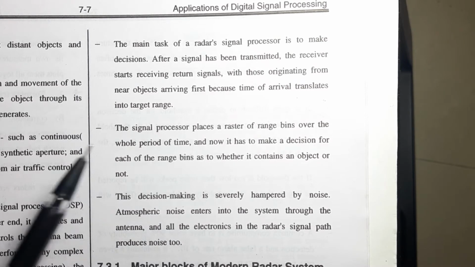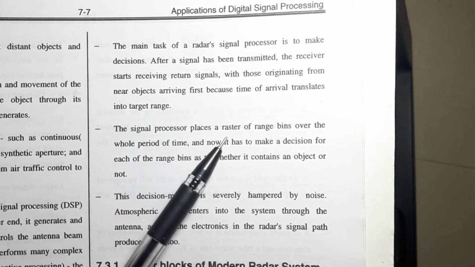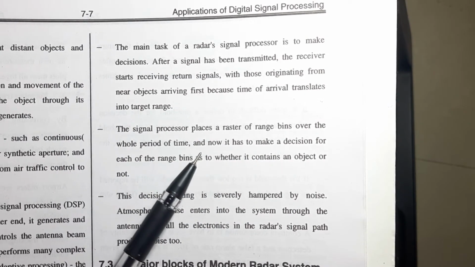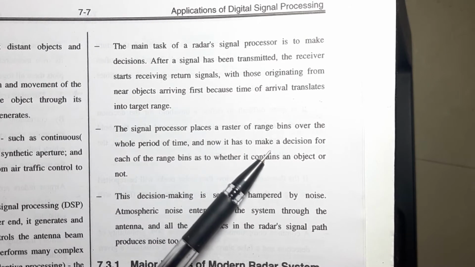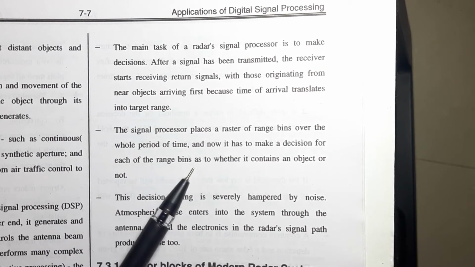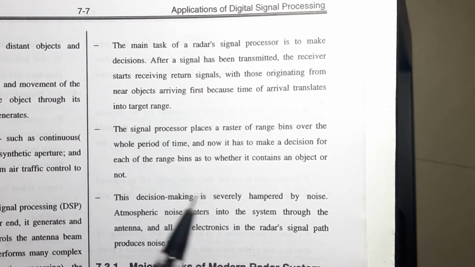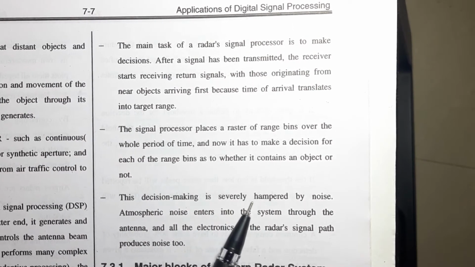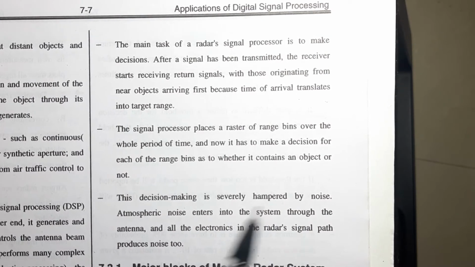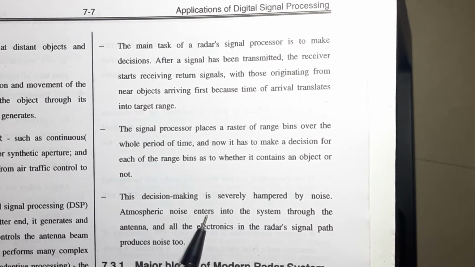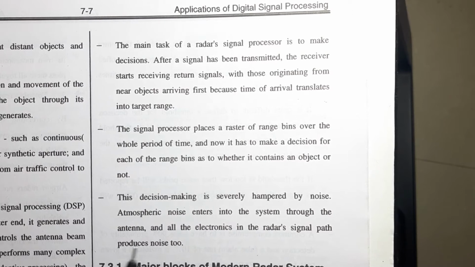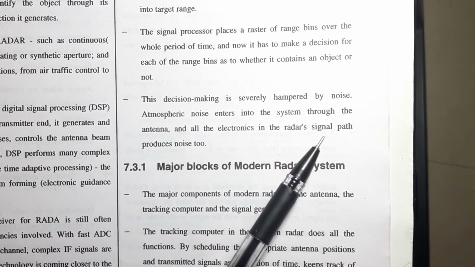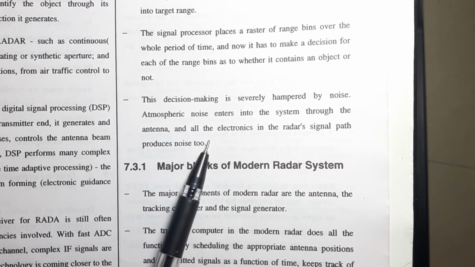Now the signal processor places a raster of range bins over the whole period of time, and it has to make a decision for each of the range bins as to whether it contains an object or not. This decision is severely hampered by noise. Atmospheric noise enters the system through the antenna, but all the electronics in the radar signal path produce noise too. So what has to be done?